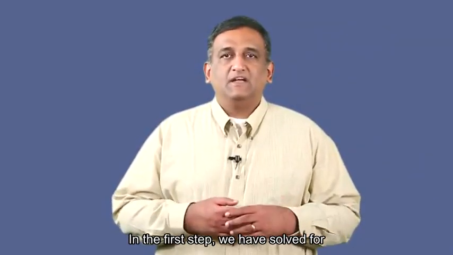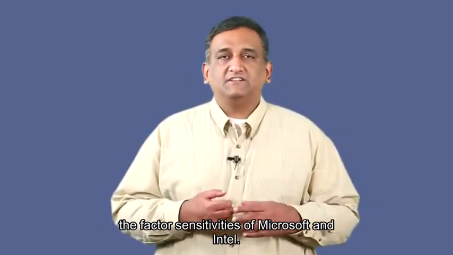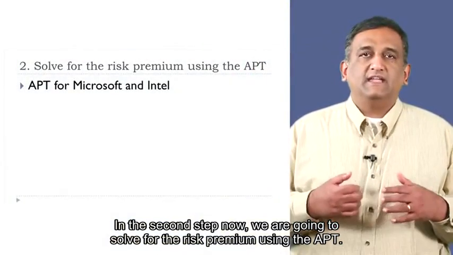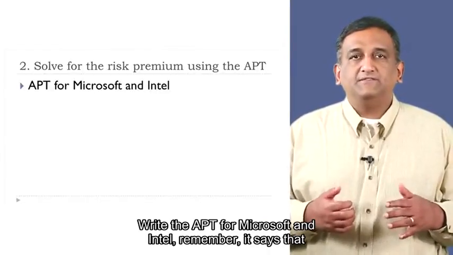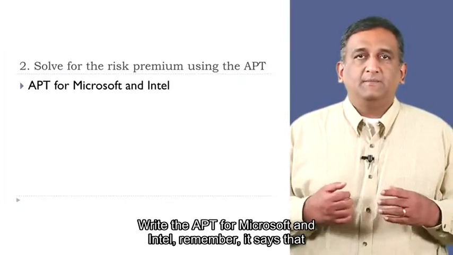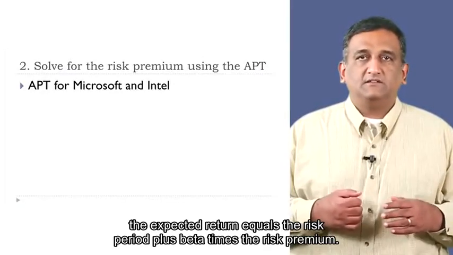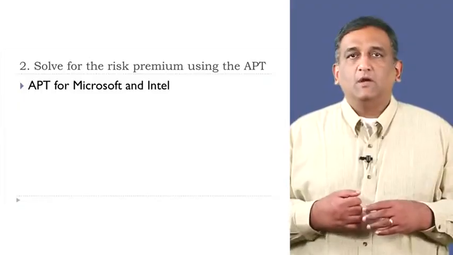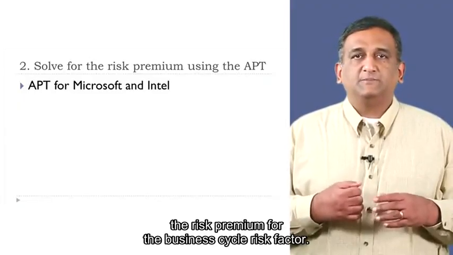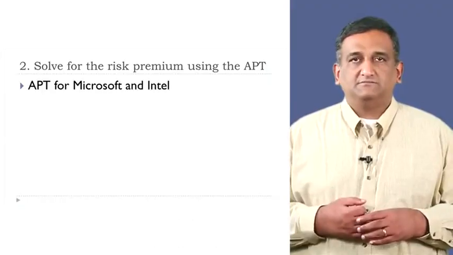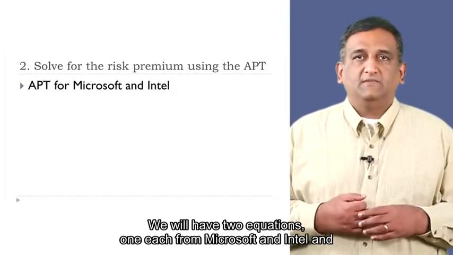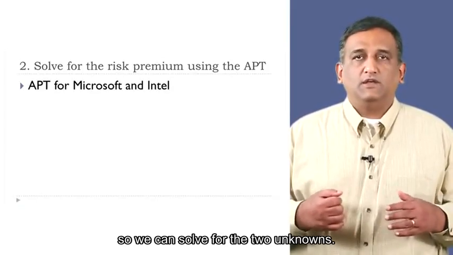Let's continue with that example. In this first step, we have solved for the factor sensitivities of Microsoft and Intel. In the second step now, we are going to solve for the risk premium using the APT. Write the APT for Microsoft and Intel. Remember, it says that the expected return equals the risk-free rate plus beta times the risk premium. We do not know the risk-free rate and the risk premium for the business cycle risk factor. We will have two equations, one each for Microsoft and Intel, and so we can solve for the two unknowns.